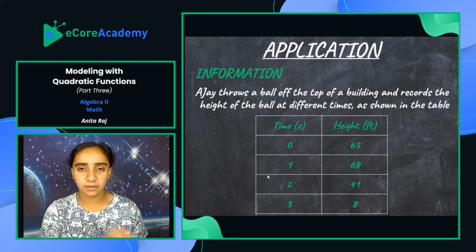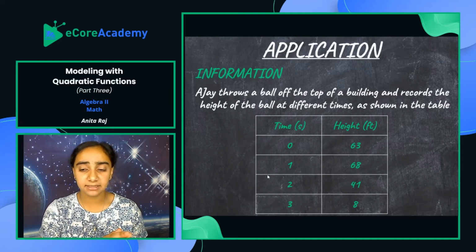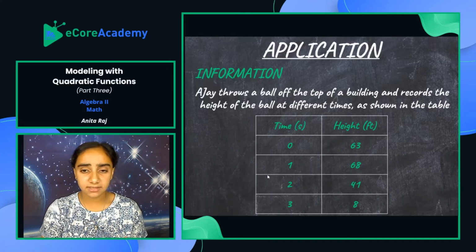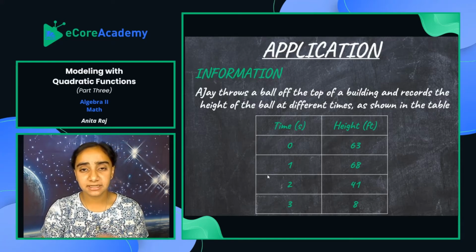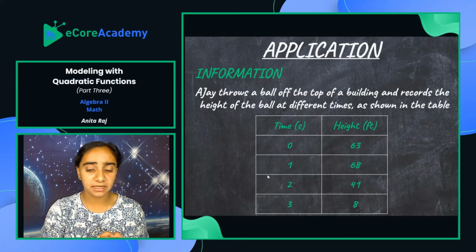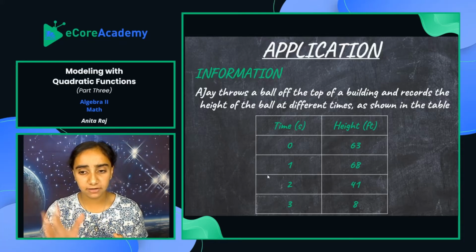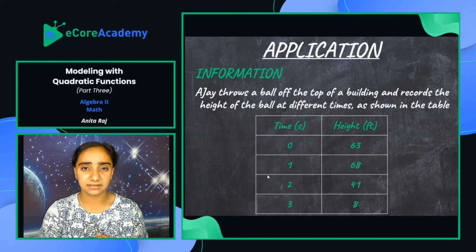We don't know how he's doing this, but he has given us the information that at 0 seconds, and remember the time is in seconds and the height is in feet. So at 0 seconds, the ball was at 63 feet. At 1 second, the ball was at 68 feet. At 2 seconds, the ball was at 41 feet. And at 3 seconds, the ball was at 8 feet. So this is the information he's given us, and we have to see what is he asking us.